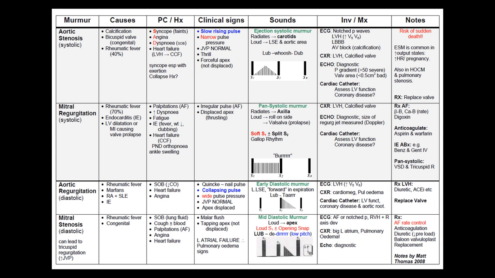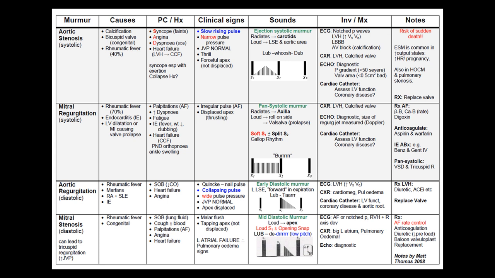Investigation and management: on ECG, you will see notched P waves and left ventricular hypertrophy, particularly in V5 and V6. You'll see left bundle branch block and AV block because of the calcification. On chest x-ray, you might see left ventricular hypertrophy, cardiomegaly, or a calcified valve, which will stand out as bright and white on a chest x-ray.